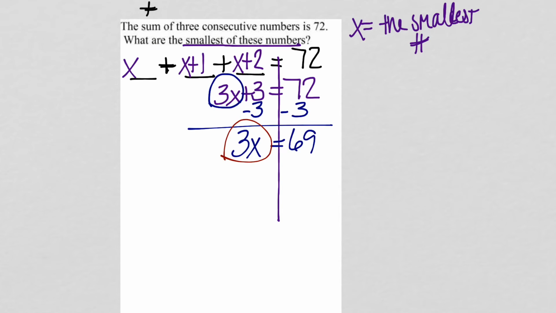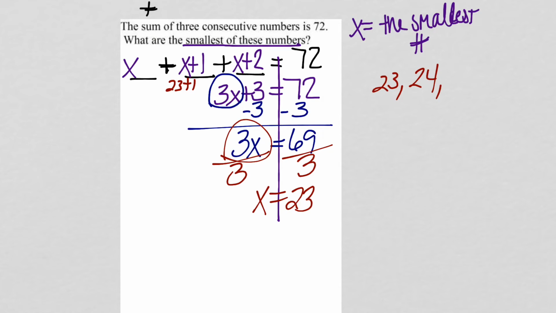Still inside the circle, which means it's a multiply or divide move, so I'm going to divide by 3, and x is going to equal 23, which means my smallest number is 23. Which means my middle number would be 23 plus 1, which is 24. And then my biggest number would be 23 plus 2, which is 25, in case you ever needed to find all 3.